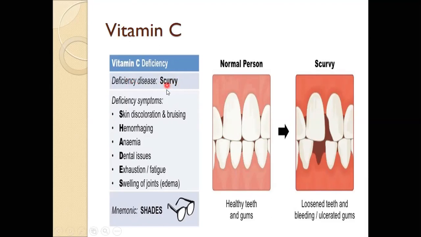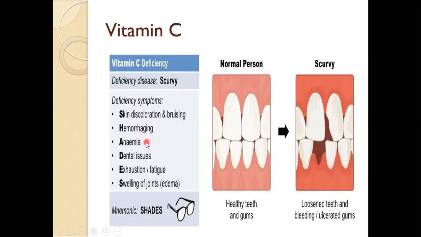What is scurvy أو الإسكربوت؟ ده بيبقى فيه skin discoloration and bruising due to the rupture of the fragile capillaries, because the blood capillaries require collagen, and vitamin C is very important for collagen formation. So if there is loss of vitamin C, there will be loss of collagen. So the capillaries will be very weak and they will rupture, producing small hemorrhages under the skin.